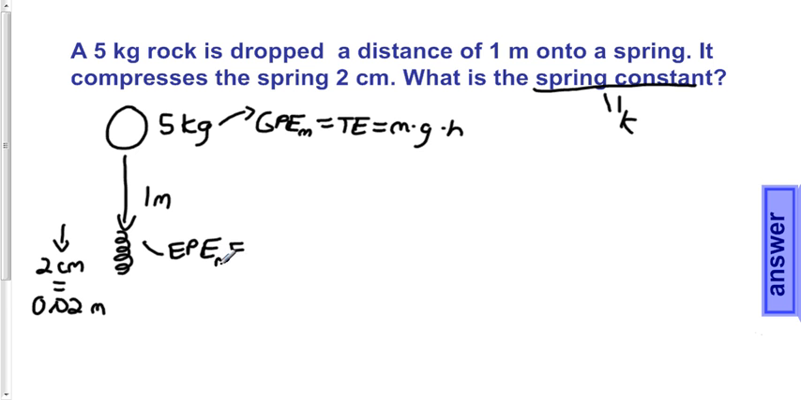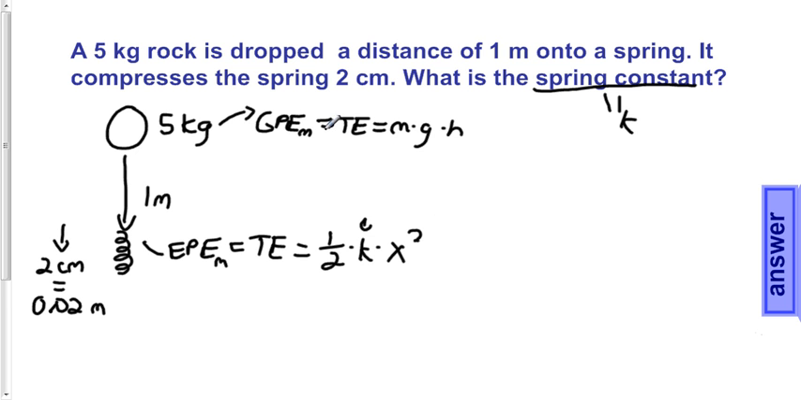This max elastic potential energy is equal to the total energy for the same reason that the max gravitational potential energy was at the beginning, because of conservation of energy, and elastic potential energy is the only type of energy involved. This elastic potential energy is equal to 1/2 times spring constant K, which is what we're trying to solve for, multiplied by the distance the spring is compressed in meters squared, or x squared.